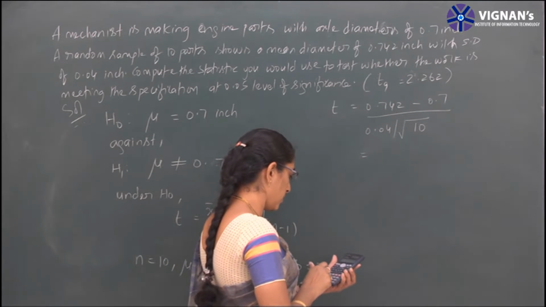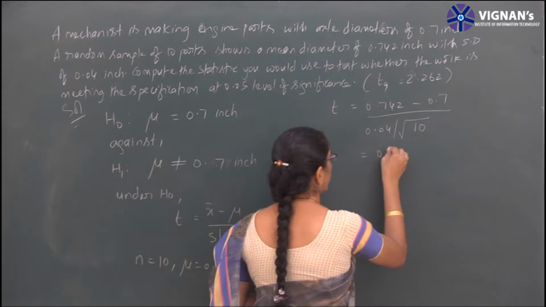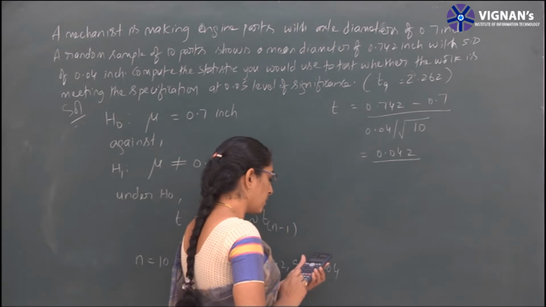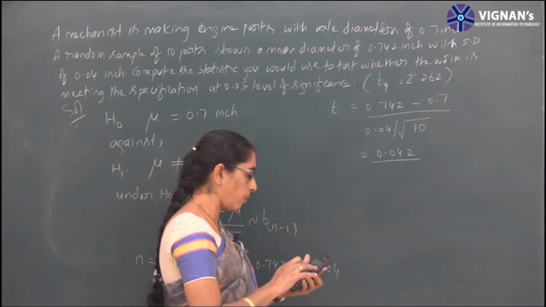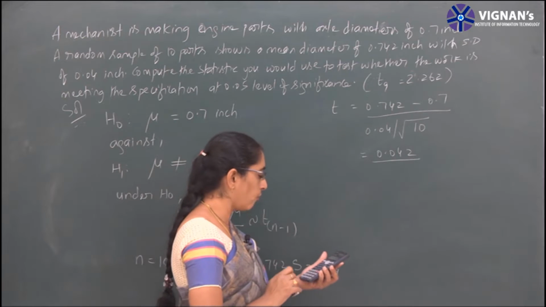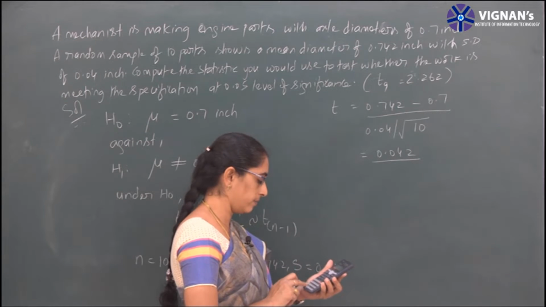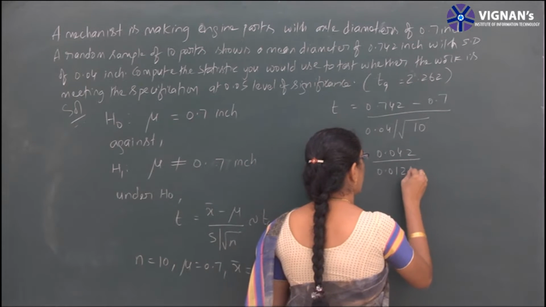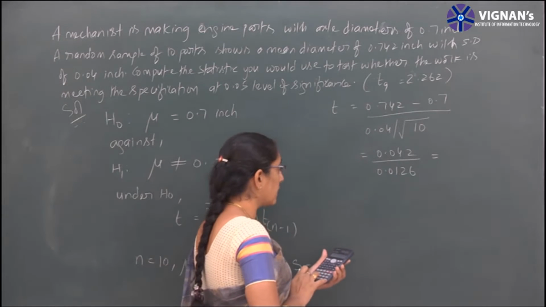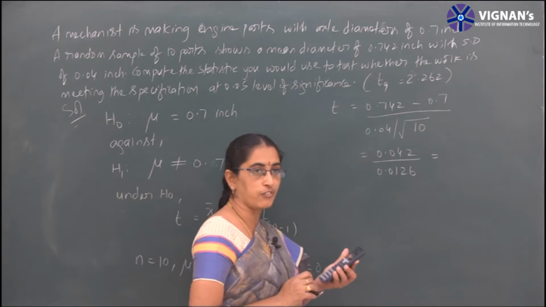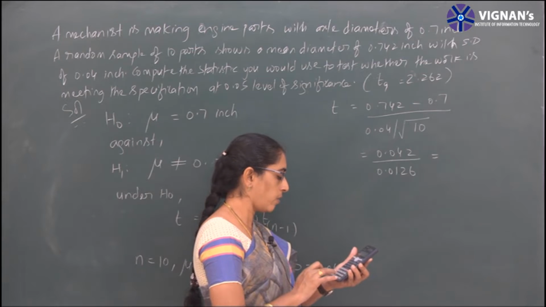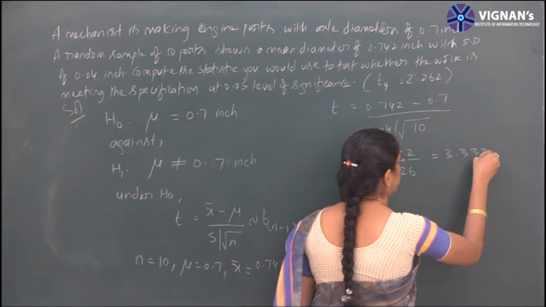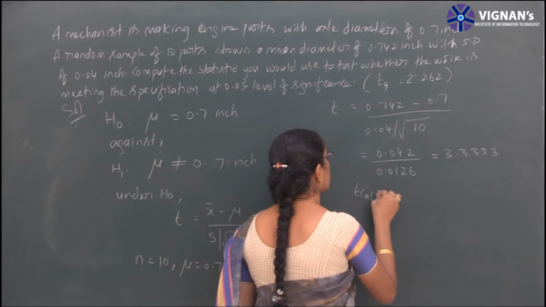0.742 minus 0.7 is 0.042, and root 10 is 3.16. So 0.042 by 3.1623 is 0.0126. That means the t calculated value will be 0.042 divided by 0.0126, which is 3.3333. So the t calculated value is 3.3333.